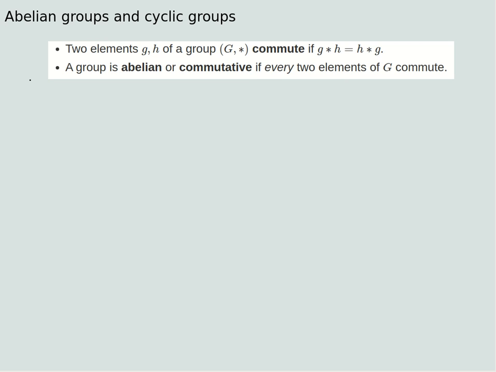This video is going to be about Abelian groups and cyclic groups, which are special kinds of group. And we're going to begin by defining an Abelian group. To do that, I need to talk about what it means for two elements of any group to commute. So if you have two elements, lowercase g and lowercase h, of a group (G, star), then we say those things commute if g star h and h star g are equal.